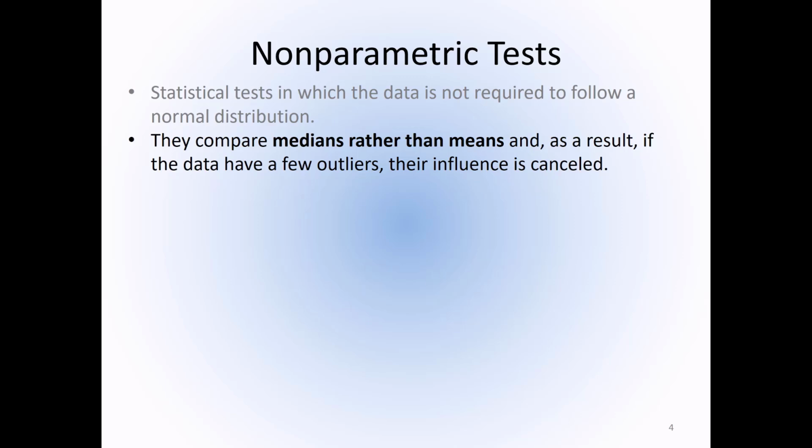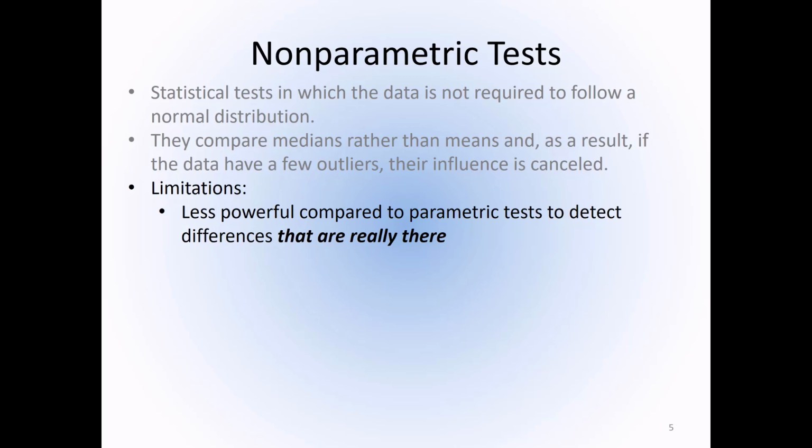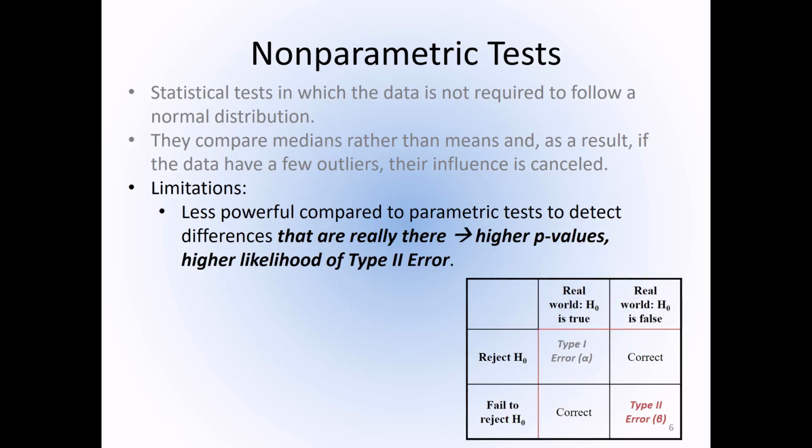Now, we shouldn't just immediately turn to these non-parametric tests because they are a bit more limited than our parametric tests, particularly in their statistical power and their ability to actually detect differences. And this tends to lead to higher p-values when we use a non-parametric test, and this in turn leads to a higher likelihood of a type 2 error. So we fail to reject the null hypothesis when in fact it's actually false.